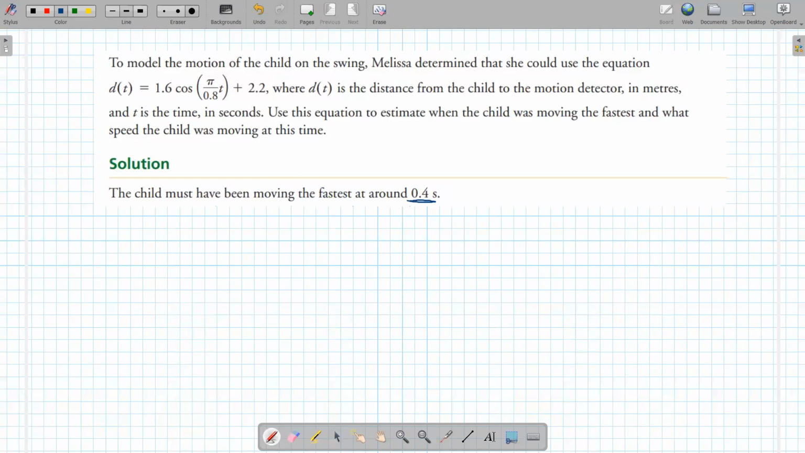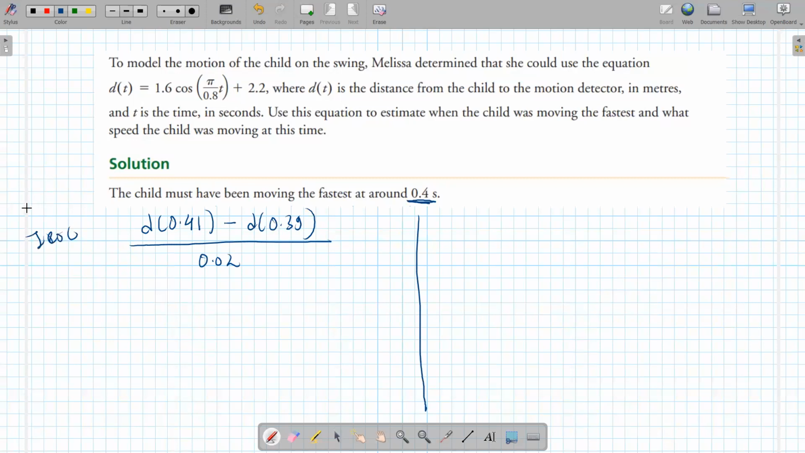So look at this. They've given us this. All you have to do is go 1 up. So d of 0.41. Go 1 down. So d of 0.39. And divide all of this by 0.02. That is all you have to do to find the IROC at t equals 0.4. This is one way of doing this. The only thing to be careful here is that on your calculator, because they've given you a pi, which is a radian measure, you have to be in radians, not in degrees.